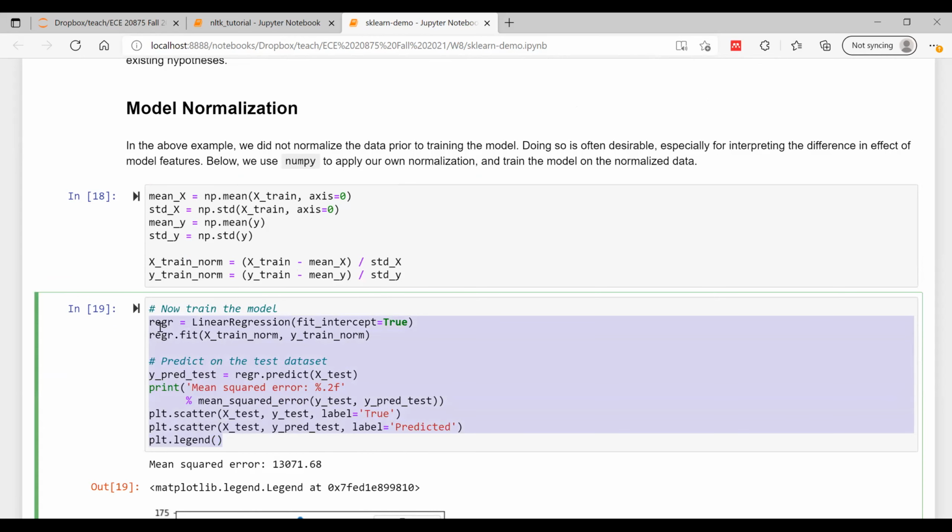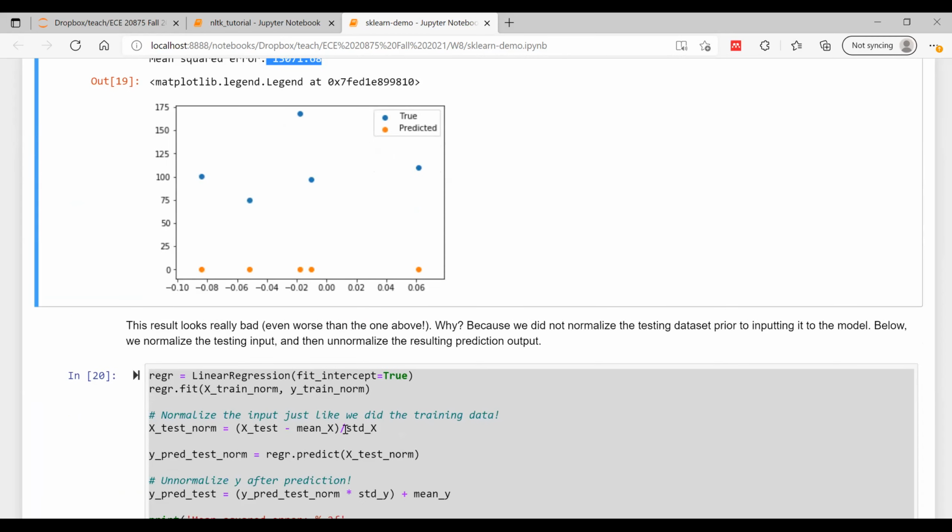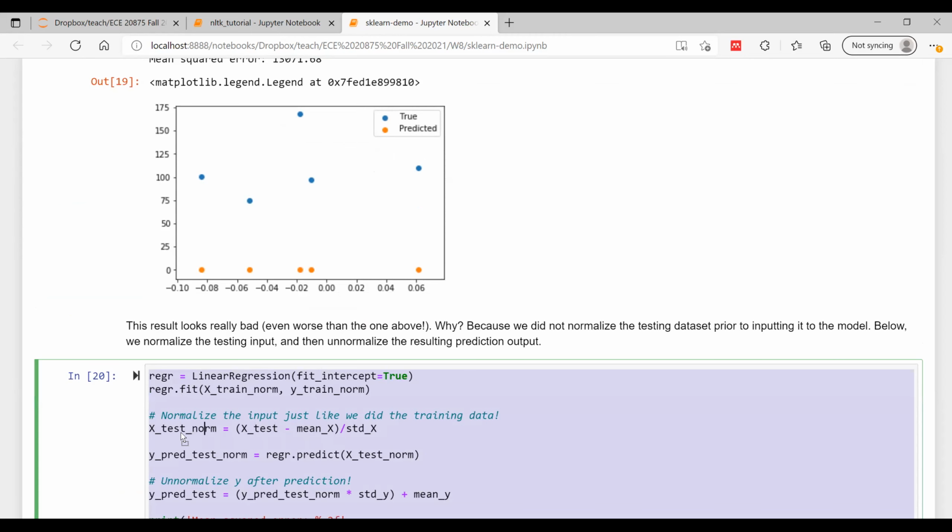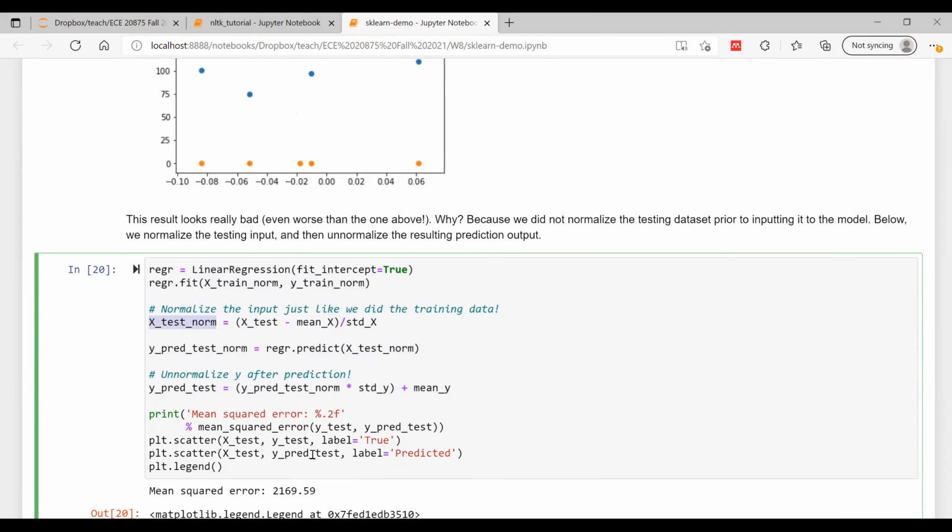And then after you normalize, you fit a regression model, then you do a test, and you find your error is huge, even worse than before. What happens? It's because you didn't normalize your testing data. Once you normalize your training data, you need to normalize your testing data. So now I go ahead and also normalize my testing data. Then I plug into the formula again, and I get back my mean square error as before.